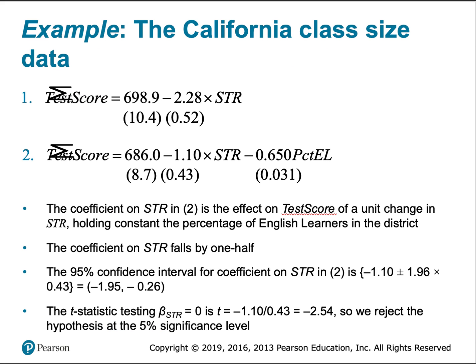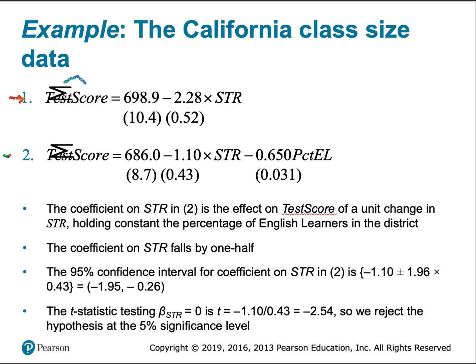Let's look at an example. In the first equation, number 1, we have a regression with only one regressor. We're regressing test score on the student-to-teacher ratio. In this regression, the predicted value of test score is equal to 698.9 minus 2.28 times the student-to-teacher ratio, where the standard error of the intercept is 10.4, and the standard error of the coefficient on the student-to-teacher ratio is 0.52.